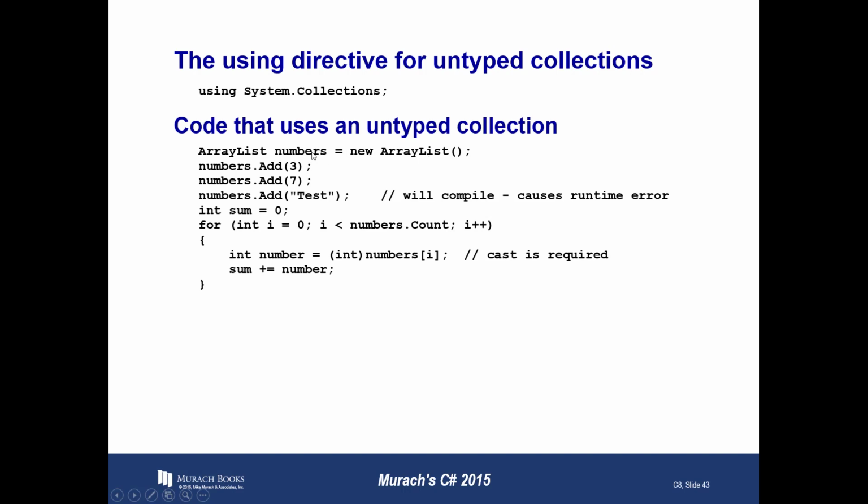So here's an example of an array list. You create a new array list called numbers. You don't even give it a size. You add different values to it. Now, this will work, this won't work.